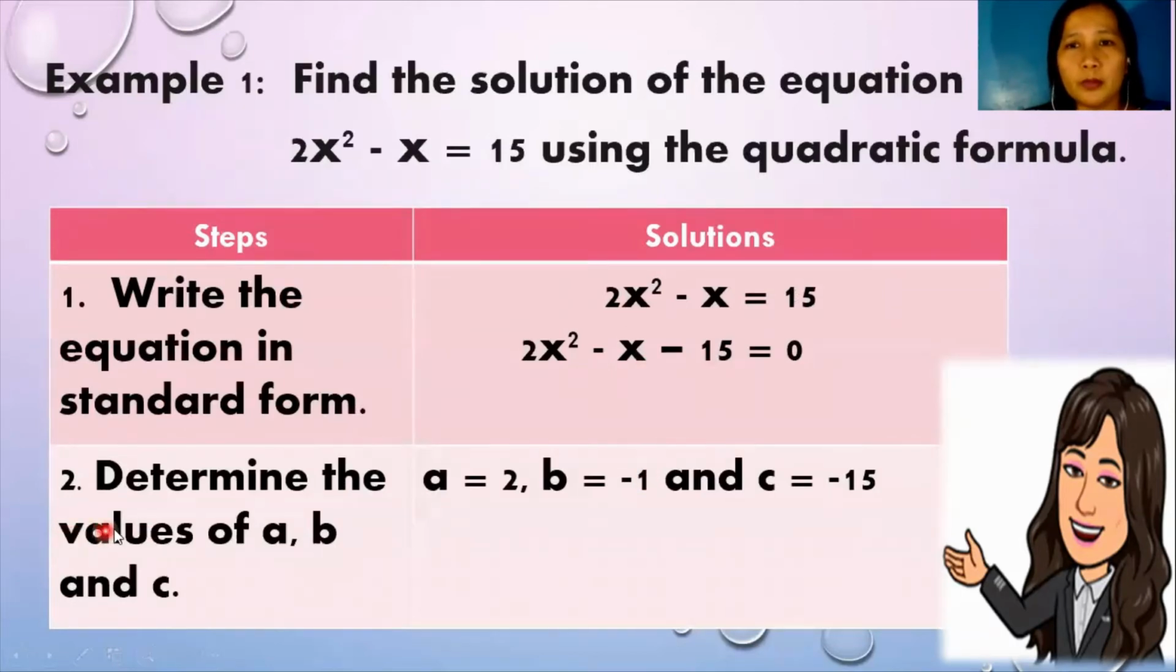Step number 2. Determine the values of a, b, and c. The value of a for the first term is 2. The value of b in the second term is negative 1. And the value of c, the last or the constant term, is negative 15.